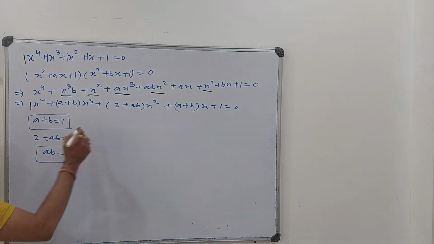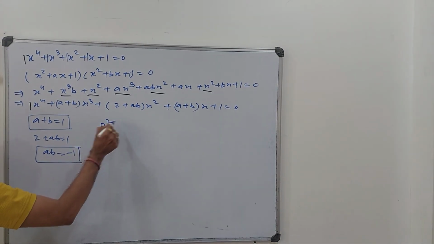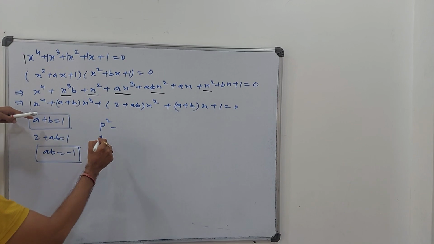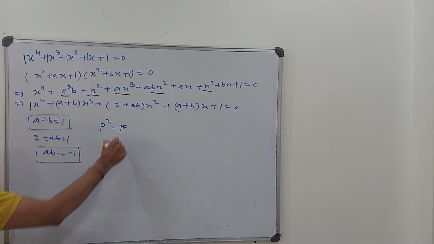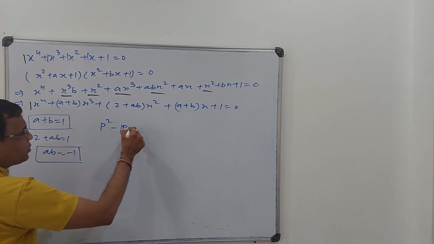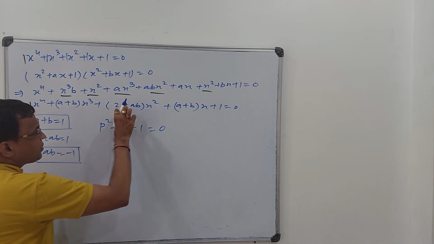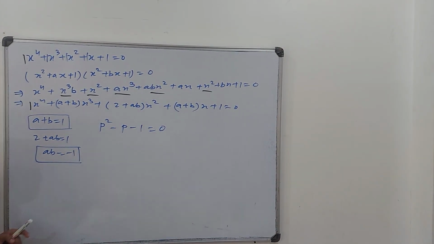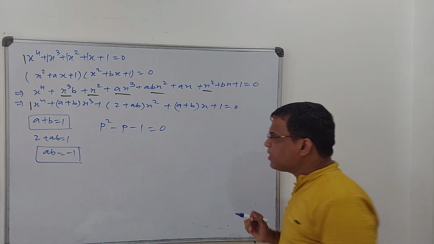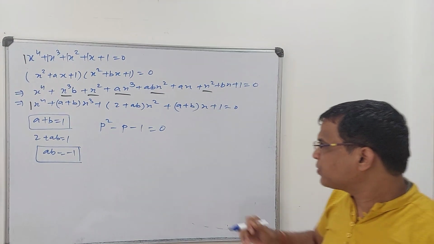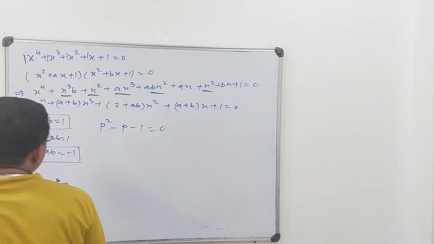Let me just take down the variable as p. So it is p square, minus p, because sum of the roots is 1. So coefficient of p is 1 and product of the roots is minus 1. So it is this quadratic, p square minus p minus 1. So we can't have the split for this. So let us solve this using formula method.